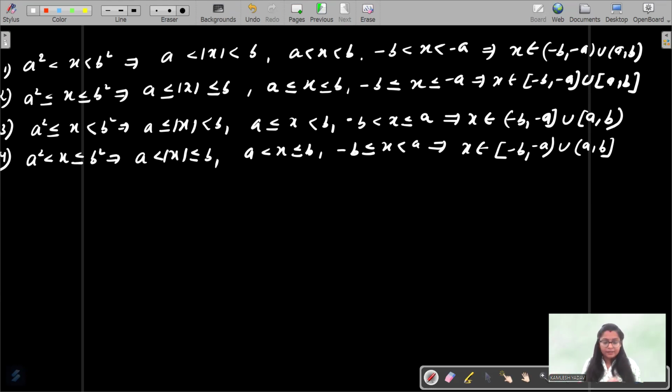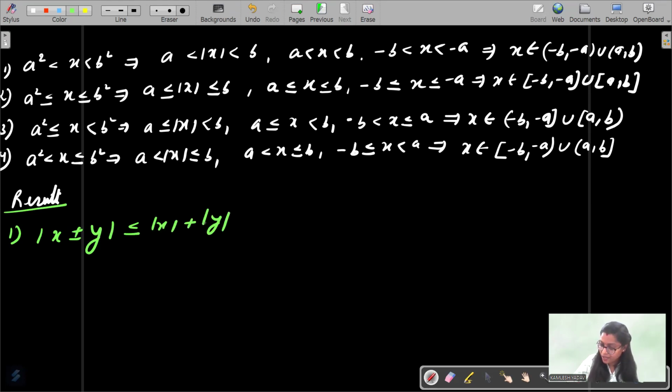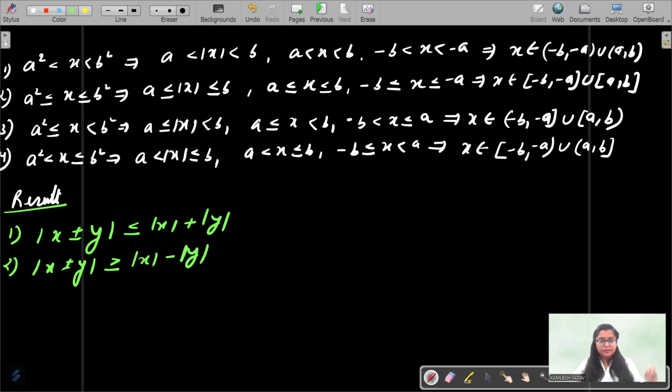Okay. And the third one, there is an important result. So the first result: |x ± y| is always less than or equal to |x| + |y|, and |x ± y| is always greater than or equal to ||x| - |y||. Okay, so these are some important properties of the modulus function.